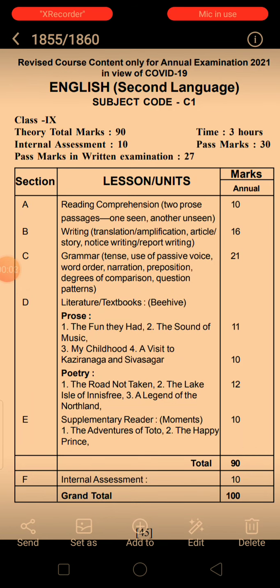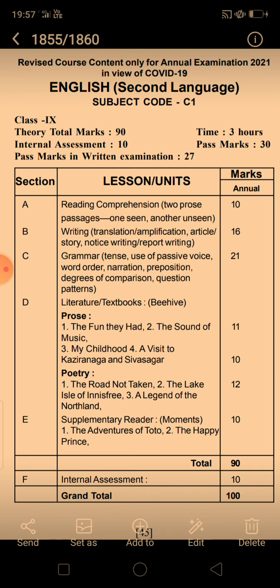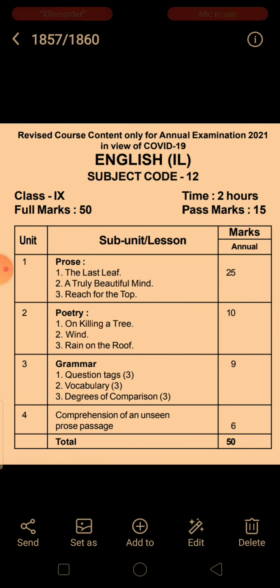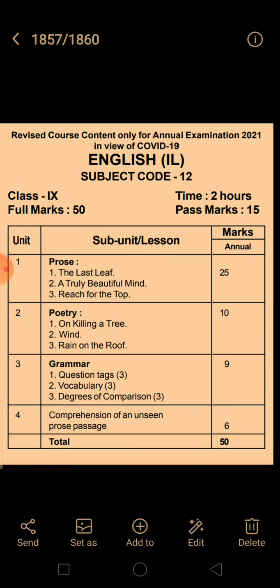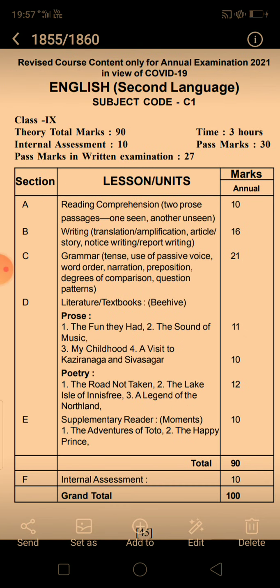Okay, now we will discuss the syllabus for your English, which is your second language. The name of the book is Beehive and Moments. All right. So from here you would see that in class 9 the theory will still be 90, the internal assessment will be 10, and the pass mark for the written examination theory will be 27, and you would have your assessment on practicals as well.